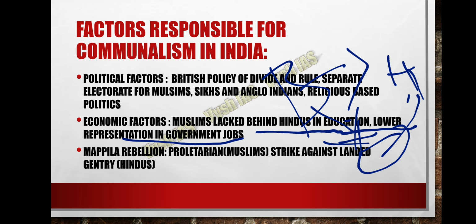So there is an increase in the inequalities between different religious groups, because of which communalism started increasing. You can see the Mapilla rebellion. The Mapilla rebellion happened because of communalism. Actually the proletariats are the Muslims over here, and they have struck against the landed gentry.